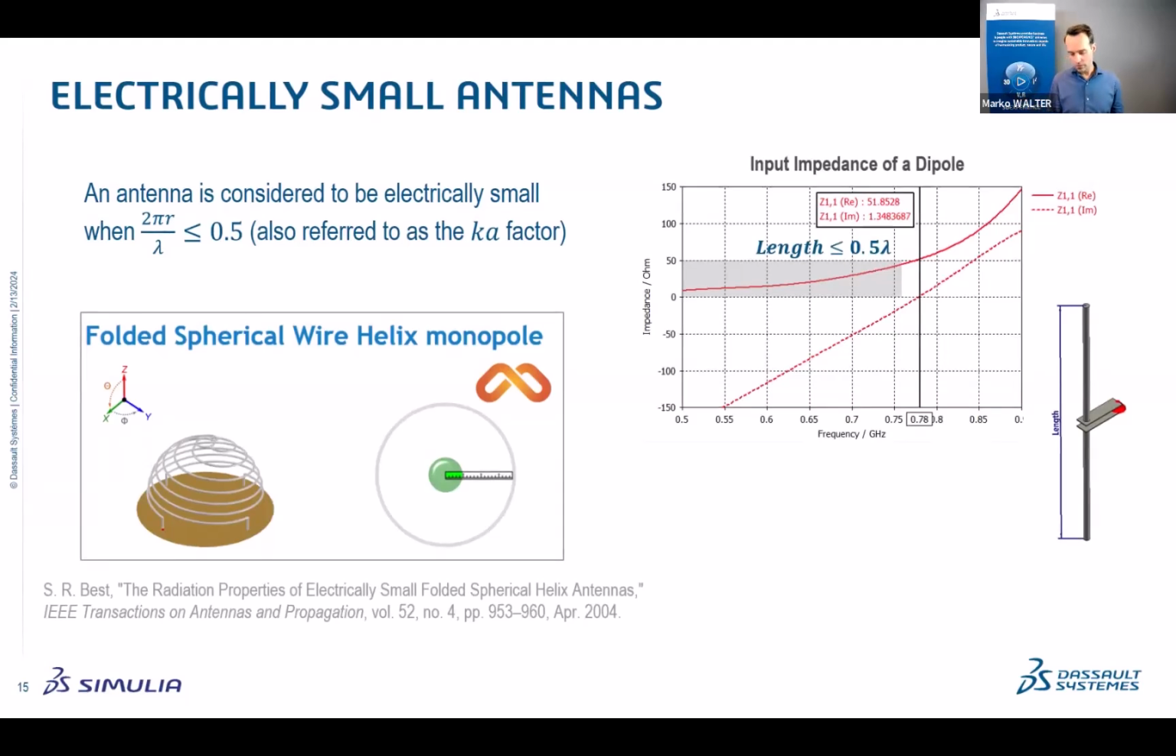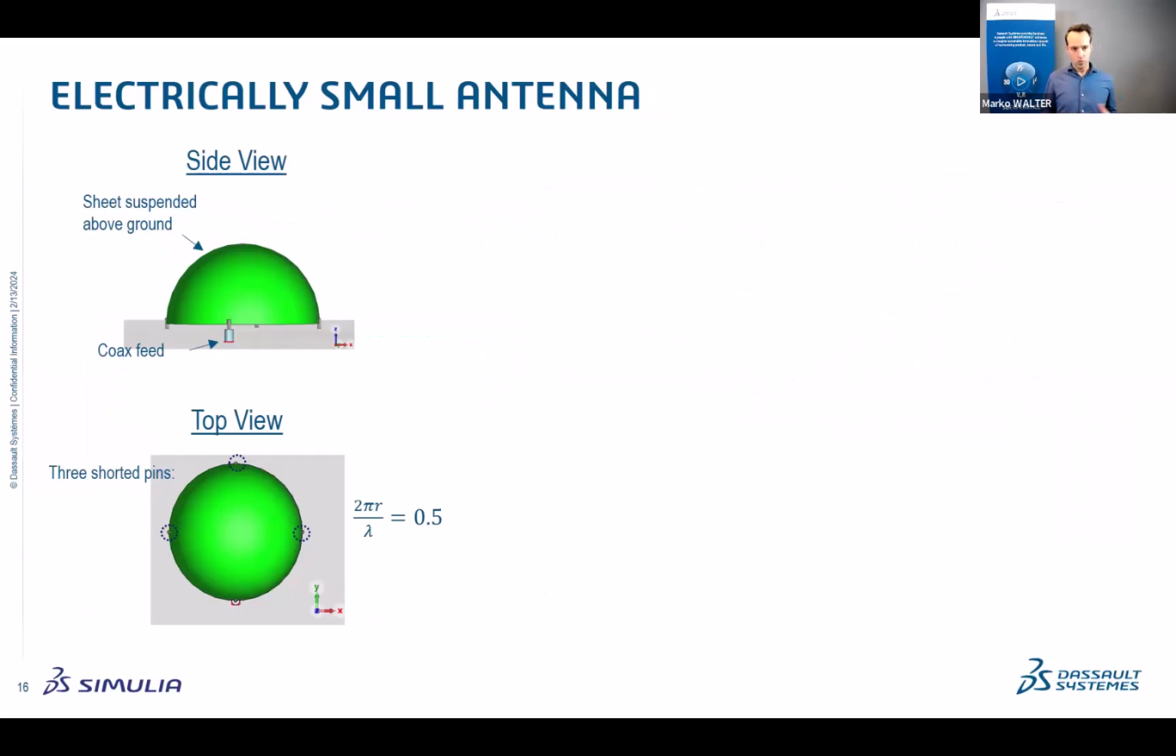So we want to try and see if we can get something out of a design space that is within this range. So we make use of a hemisphere over an infinite ground plane, just a sheet suspended above ground. Of course, we make use of our knowledge of this design that I just showed you, and we place one coax port and 3 shorted pins.